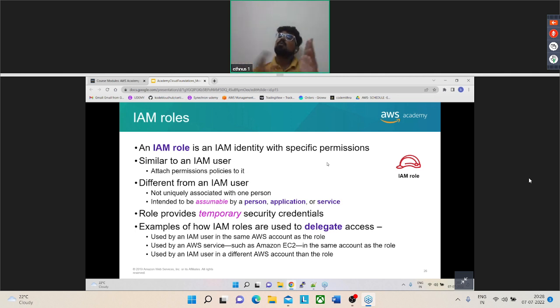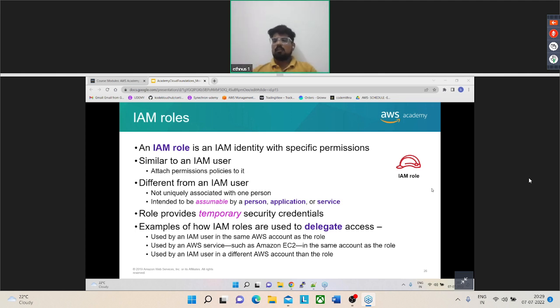IAM roles are used to connect different resources inside an AWS account, different AWS resources. It is a bit similar to an IAM user. Role means you are giving some temporary role to some person. Let me give you an example. Nitin is working as a server admin, but he also knows some network part.